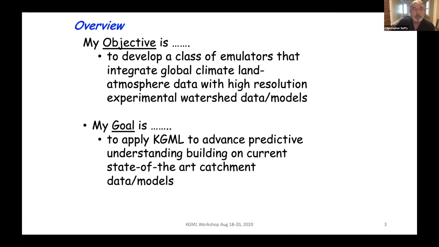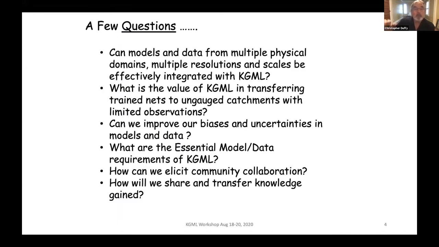The overview, my objective is to develop a class of emulators that integrate global climate, land atmosphere data with high resolution experimental watershed data and models. My goal would be to apply KGML to advanced predictive understanding, building on current data models and state-of-the-art catchment information. Okay, a few questions.